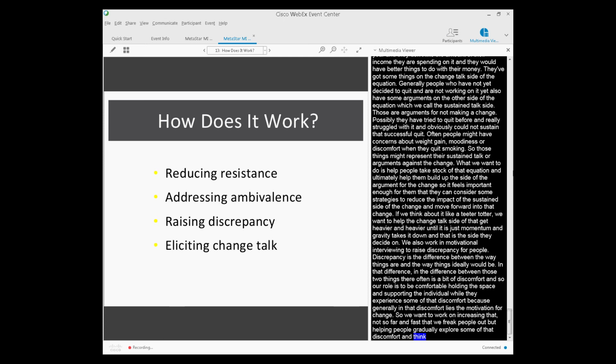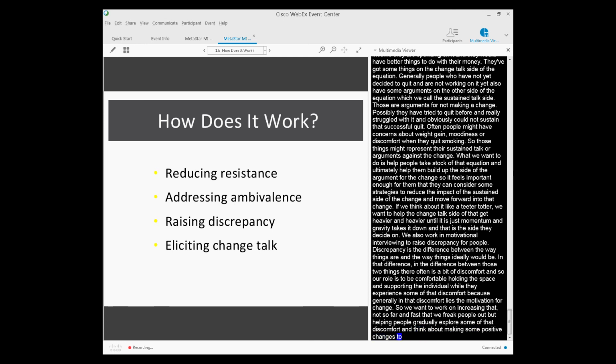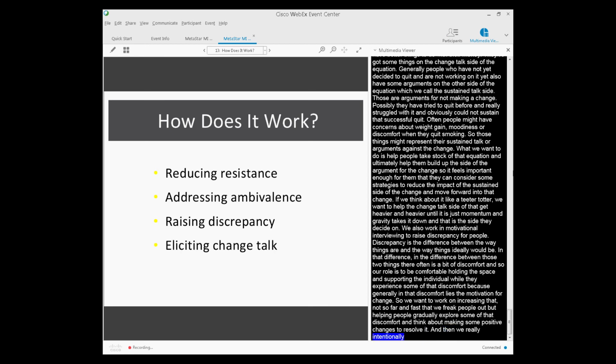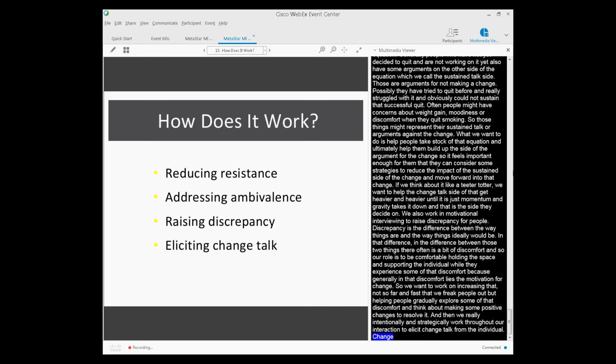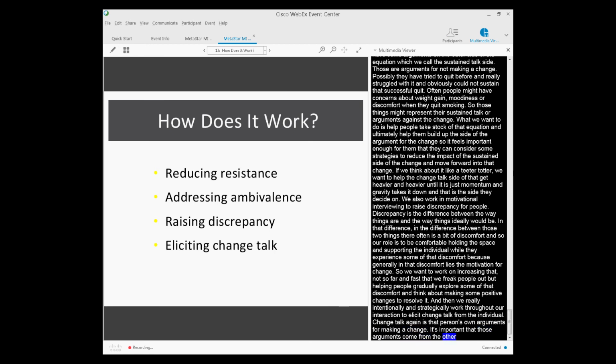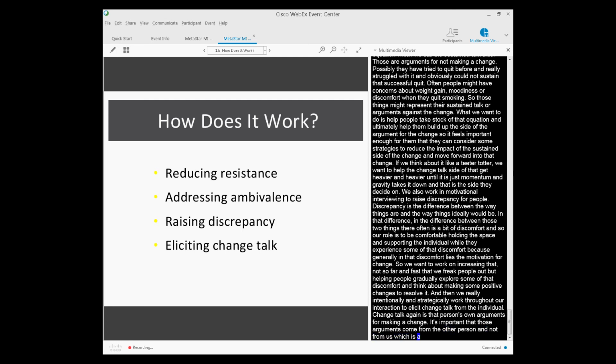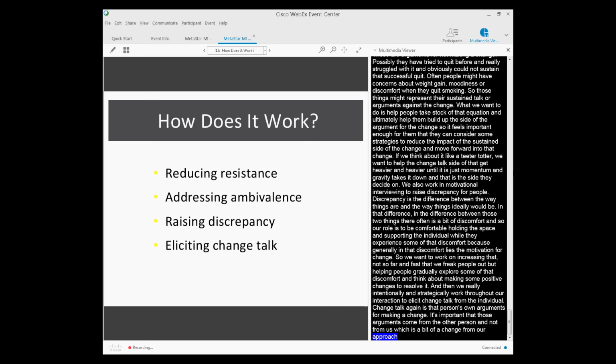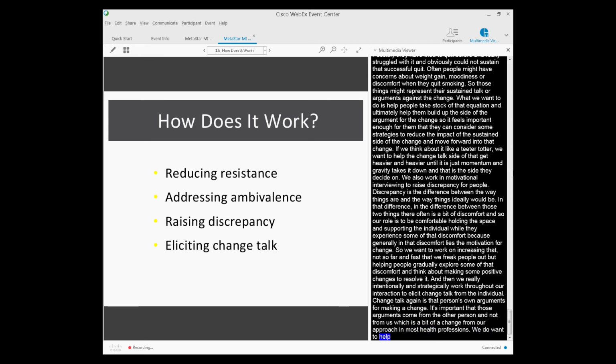And then we really intentionally and strategically work throughout our interaction to elicit change talk from the individual. Change talk, again, is that person's own arguments for making a change. It's important that those arguments come from the other person and not from us, which is somewhat of a change from our approach in most health professions and helping professions. But we do want to help people give voice to their own arguments for making a change.